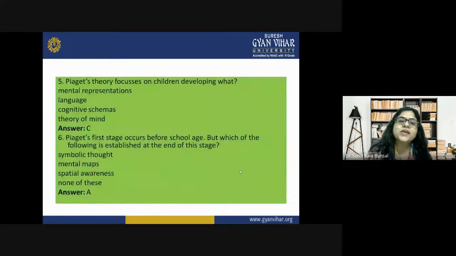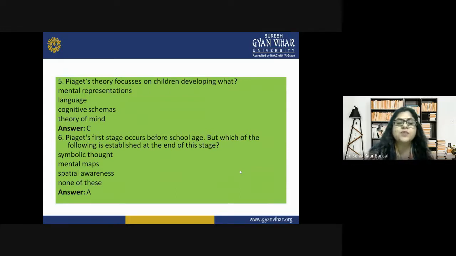Now the next question is: Piaget's theory focuses on children developing what? A. Mental representations, B. language, C. cognitive schemas, D. theory of mind. So the correct answer is C, that is cognitive schemas.